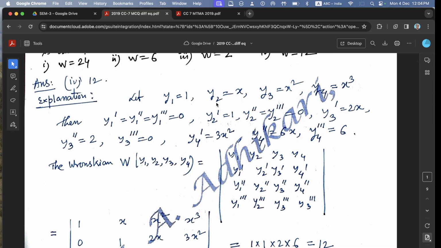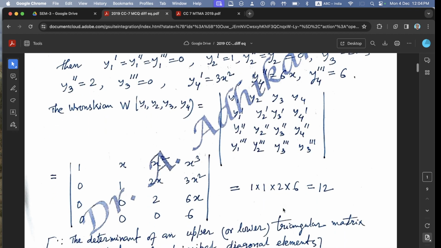Let y1 equal to 1, y2 equal to x, y3 equal to x square, y4 equal to x cube. Then the Wronskian W for these four functions is the determinant with rows y1, y2, y3, y4; y1 dash, y2 dash, y3 dash, y4 dash; y1 double dash, y2 double dash, y3 double dash, y4 double dash; y1 triple dash, y2 triple dash, y3 triple dash, y4 triple dash. This is a determinant of order 4.